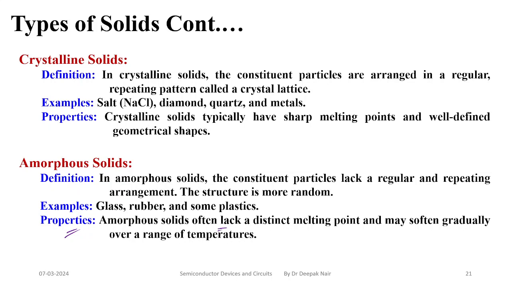What are the properties of amorphous solids? They often lack a distinct melting point. So plastics may have a range of temperatures in which they generally melt. So amorphous solids have a range of melting points. They don't have a distinct melting point, and generally they soften gradually over a range of temperatures. So if you keep on increasing the temperature, you may find that these solids gradually soften with respect to temperature.